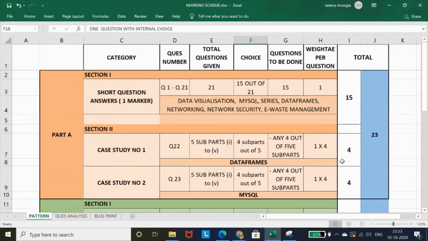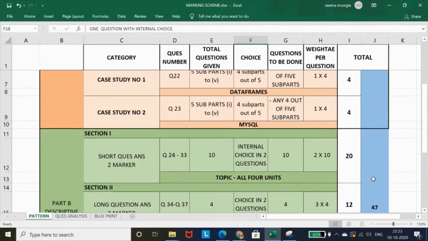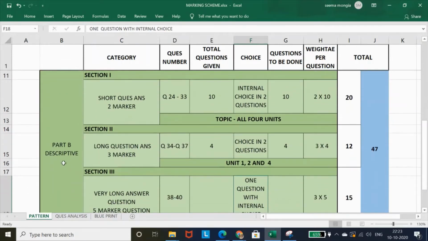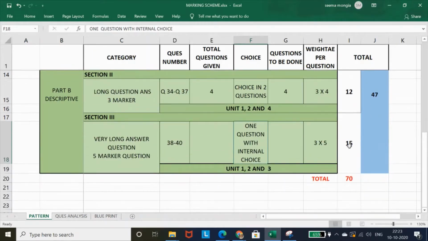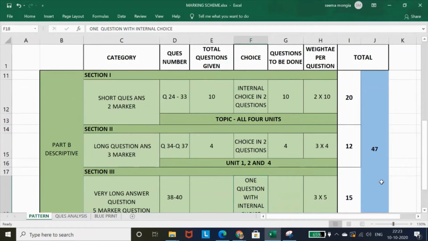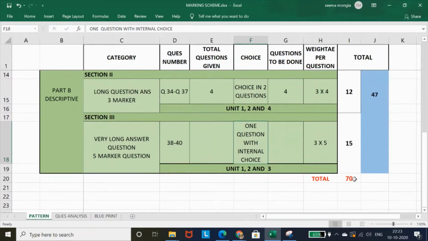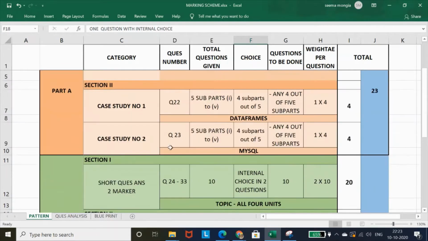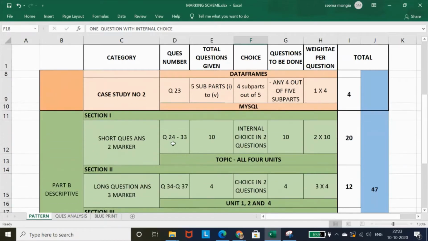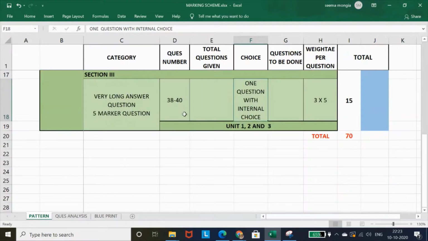So if we talk about the big picture, part A is of 15 marks, 4 marks, and 4 marks, including the case studies. That comes out to a total of 23 marks. Now, part B is a descriptive part, which has section 1 as 20 marks, section 2 as 12 marks, and section 3 as 15 marks. That total comes out to 47, and the grand total comes out to 70. That means we can say that from question number 24 till question number 40, all the questions are expected to be attempted by the students.